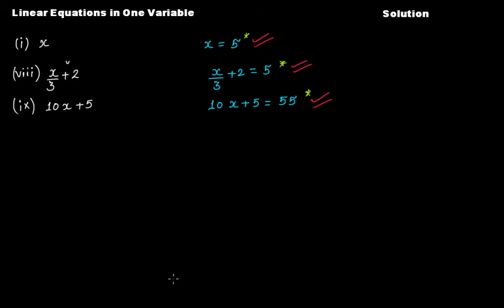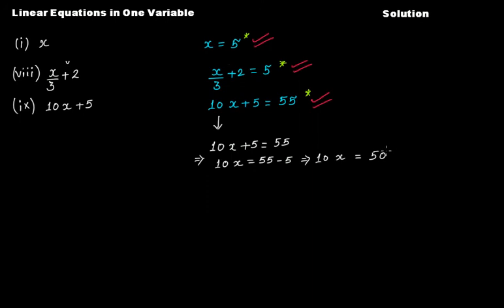What do we mean by solutions? Let me take this one first from here. So if I solve this one, this is 10x plus 5 is equal to 55. If I transpose 5 from the left hand side to the right hand side, this becomes 10x is equal to 55 minus 5. This becomes 10x is equal to 50.